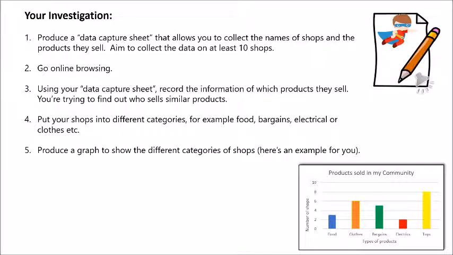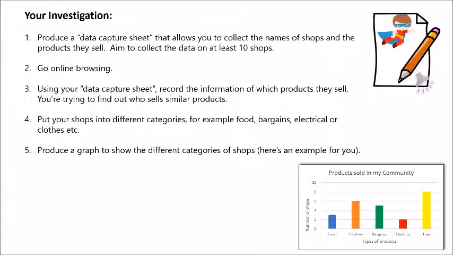Here's your first piece of investigation where you don't necessarily have to use a computer. Question 1. Produce a data capture sheet that allows you to collect the names of shops and the products that they sell. Aim to collect the data on at least 10 shops. A data capture sheet basically means get a piece of paper, write down some names of shops and go and create a tally sheet of what they sell and how many of the shops sell the same things. So you're going to have to, like number 2 says, go online browsing.